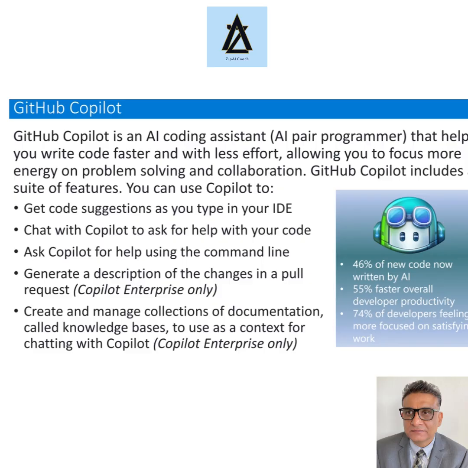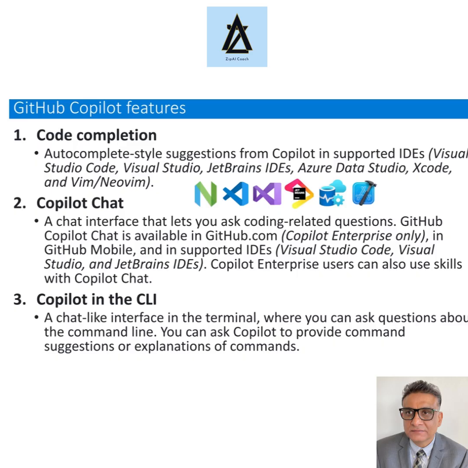Microsoft claims, take it with a pinch of salt, that using GitHub Copilot there is a 46% gain in terms of building new code, 55% faster overall developer productivity, and 74% of developers feeling more focused on satisfying work. Basically, it takes care of the mundane work so that the developer can focus on the key aspects that need to be developed. In terms of features, it has code completion like we see, Copilot chat, and Copilot in CLI.